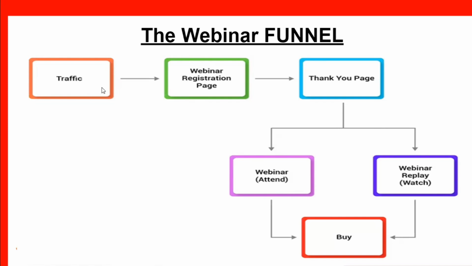When the traffic driver, whether it's Facebook ads, Instagram ads, LinkedIn ads, Twitter ads, Google ads, or organic traffic, sucks in the traffic and sends it to the funnel, the first part of the webinar funnel is the webinar registration page. That is where the visitor registers for the webinar. And once they register on the registration page, they are sent to the thank you page.